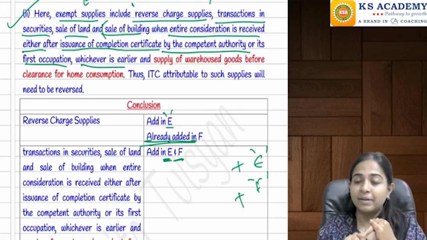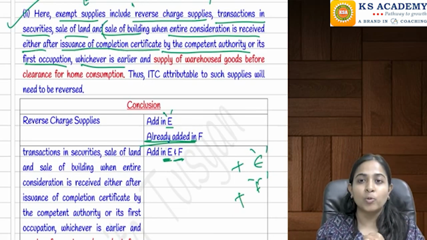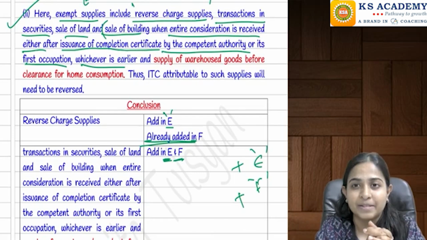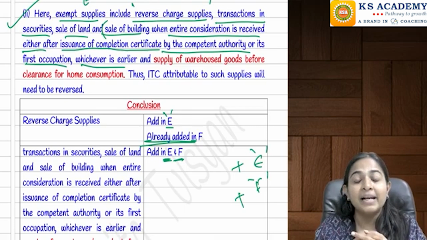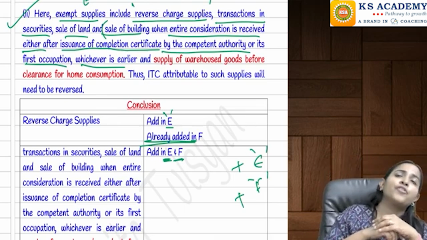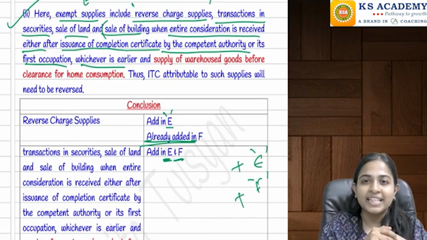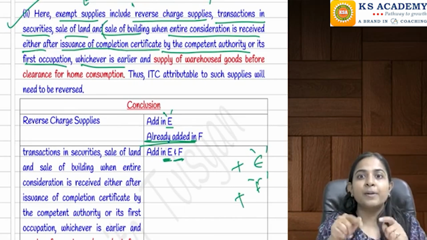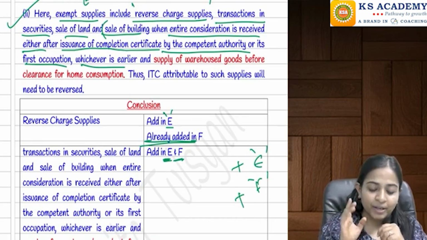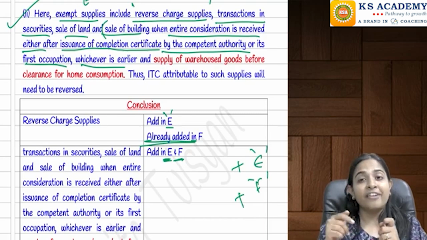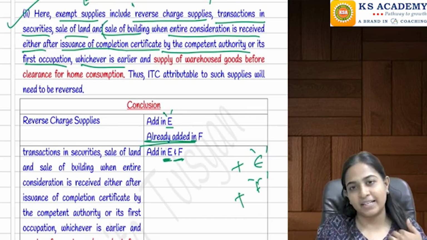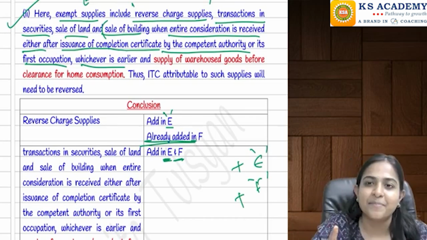Along with that, if you have done any transaction in securities on which GST is not applicable, it is exempt, so include it in exempt. Ma'am, what value is to be included? 1% of the selling price of the securities is deemed to be the value of exempt supply. If you have sold land and building where consideration is received after CC, after issuance of CC or first occupation, whichever is earlier, there was no GST applicable, so they are telling that it is exempt. So please include it in exempt. What value is to be included? Stamp duty value is going to be included there. Then supply of warehoused goods before it got cleared for home consumption. That was anyway exempted. There was no GST applicable on that. Please include it in the exempt supply.